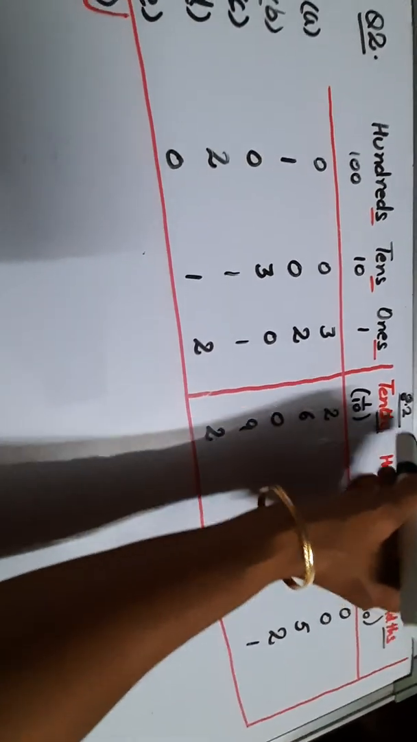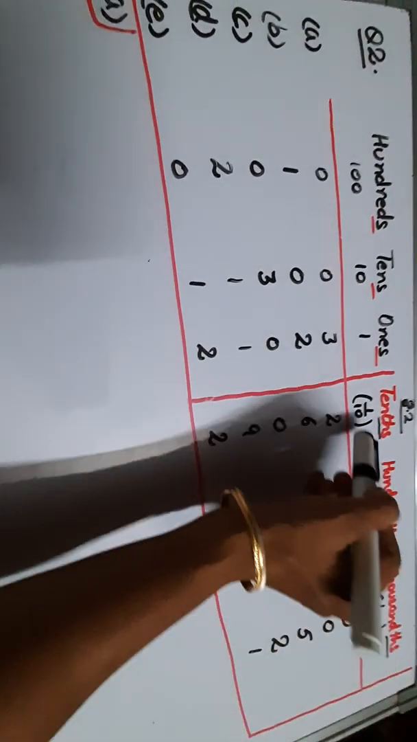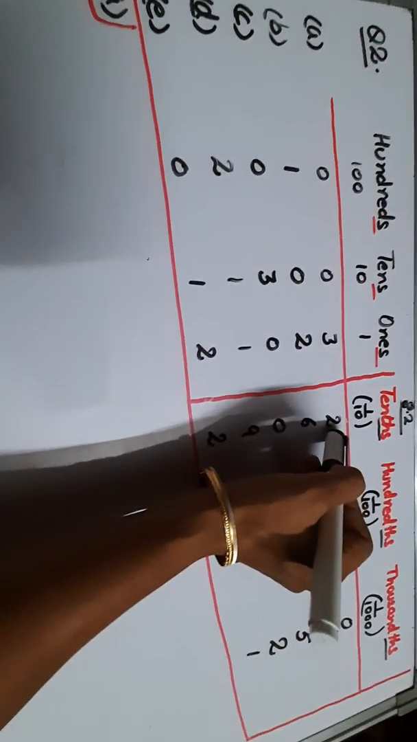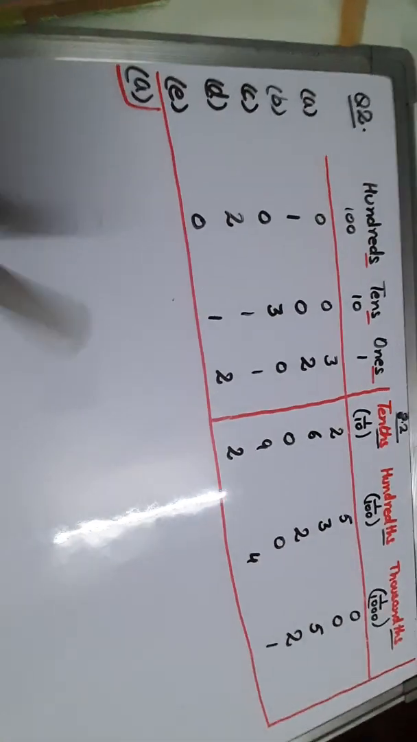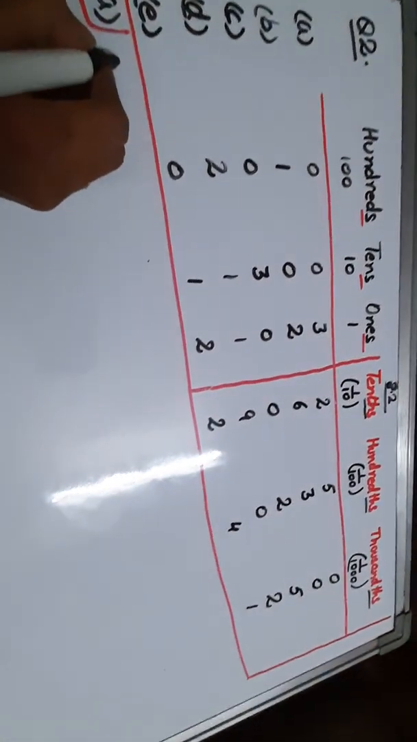Plus 2 is at tenths place. "Th" has come, dear, so wherever "th" comes, division starts. Means we will divide 2 by 10 here, plus 5 will get divided by 100 and 0 will get divided by 1000. So to convert it into decimal value we have to do like this.